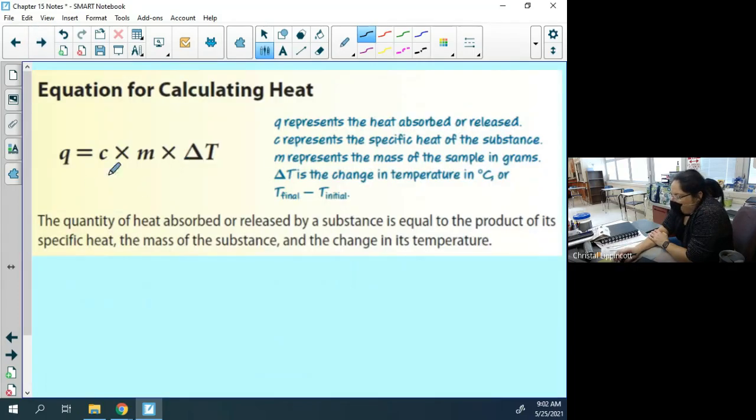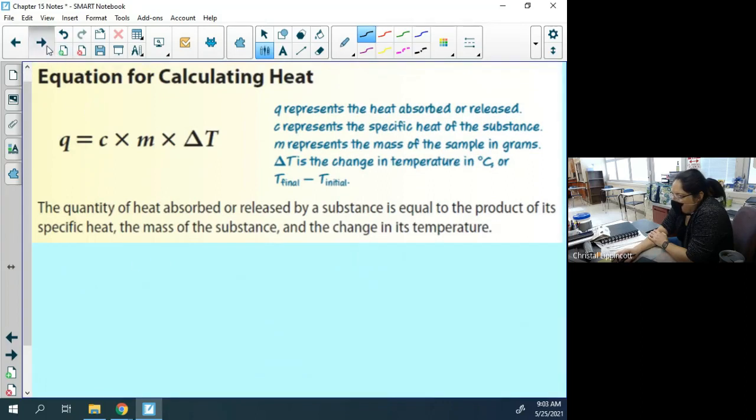So this is our formula that we're going to be working with. Q is the amount of heat that's either absorbed or released. C is that value for specific heat. M is the mass of the sample, and then delta T is how much the temperature has changed. This doesn't switch for me.